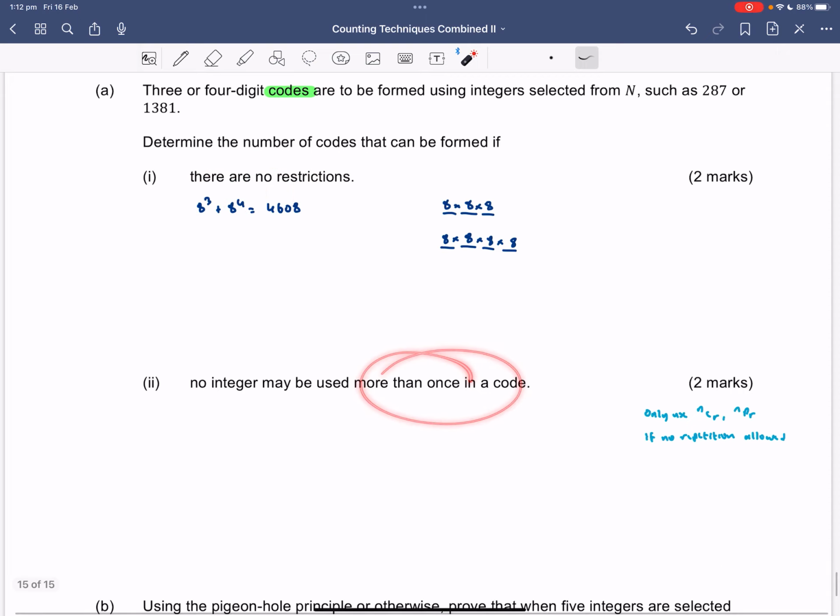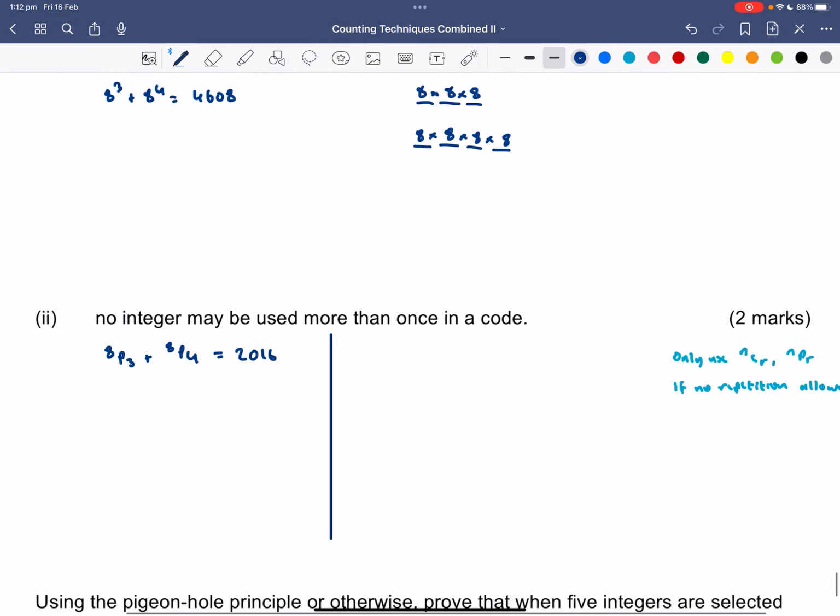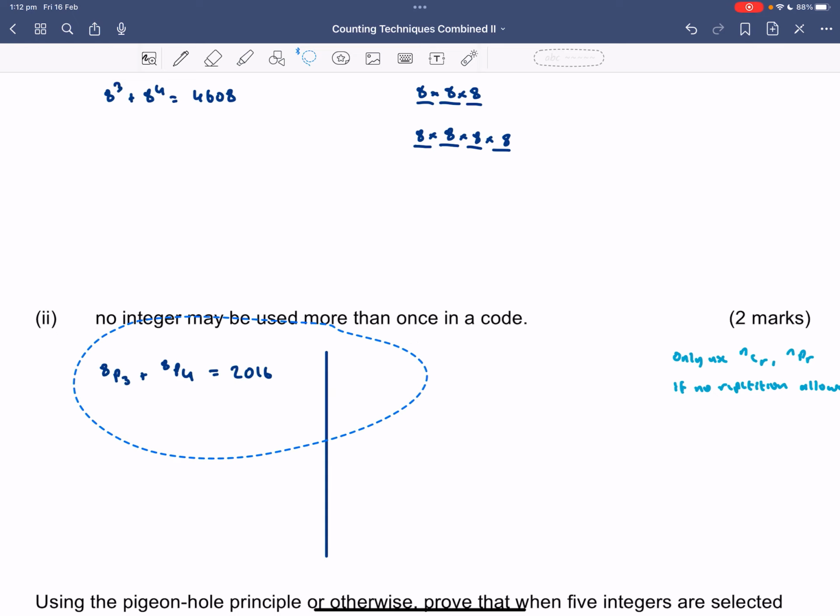This one, it says no integer may be used more than once. So if you're really smart, you can just do 8P3 or 8P4. From 8, you permute or arrange 3, or from 8, you arrange or permute 4, and that adds up to 2016. The other way some people do it, which is also correct, takes a bit longer, but it's the exact same thing.